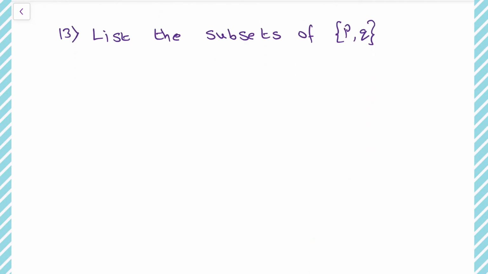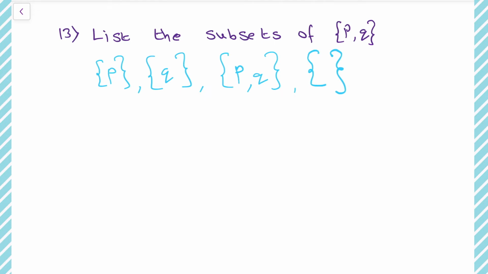Next, list the subsets of P comma Q. I think this is one of the very easy questions. We are very lucky if these kind of questions come in the exams. So first, write single elements, that is P. Close it. Now again one more single element, Q. So writing single elements is completed. Now coming to two elements together, that is P comma Q. Q comma P is also the same, because in a set, while writing the elements, we won't worry about the order. Now besides all these, you need to write one more, the empty set also. So these 4 are the subsets of the given set.